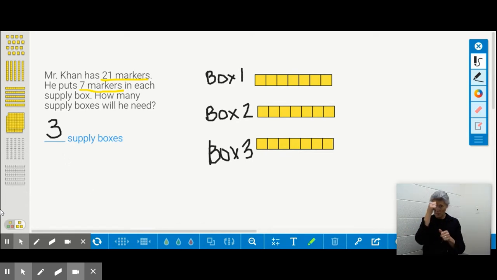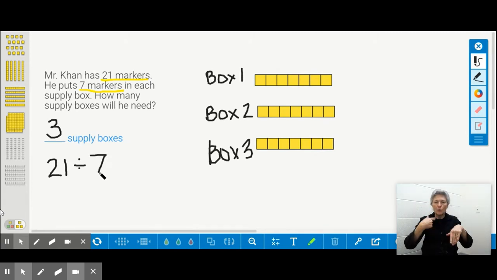Now remember, we can write an equation to represent this problem. Mr. Khan started out with 21 markers, and then he broke those markers into groups of 7. Remember, when we break things into equal groups, we are dividing, and we divided them into groups of 7. And when we did that, we realized we would have 3 groups. So 21 markers divided into groups of 7 markers left us with 3 groups or 3 supply boxes.